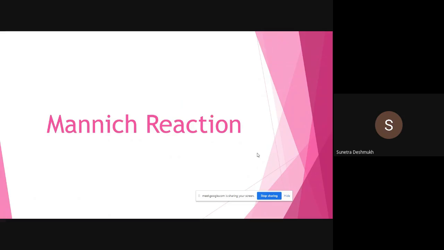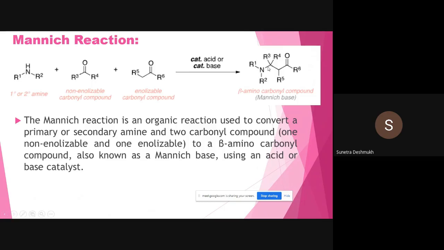In connection with the last Michael addition reaction, the next reaction we will see now is the Mannich reaction. A 1,2 or 1,4 conjugate addition reaction in this case. Now we will see what the nucleophile and other things are. This is the general reaction for the Mannich reaction.